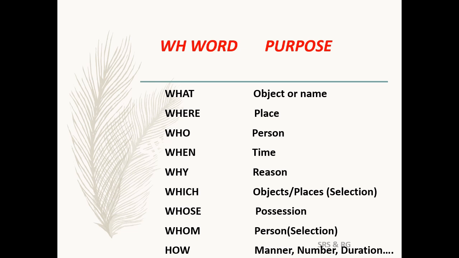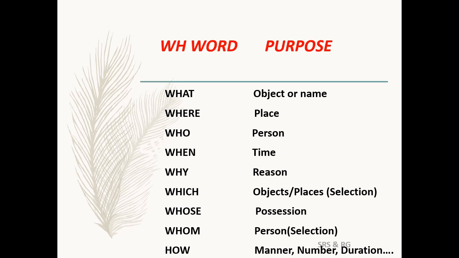Then if you want to get the answer for objects and places which are about selection, then we have to go for which. Which is your native place? If you want to know the ownership or possession of a thing, then we must go for whose. Whose book is this? For the selection of a person, then we have to go for whom. Whom do you appoint as the class leader, or whom do you select as the class leader?